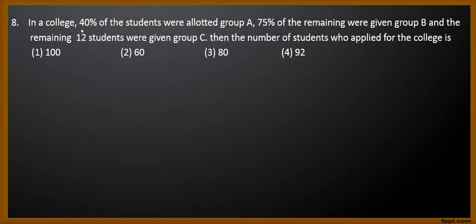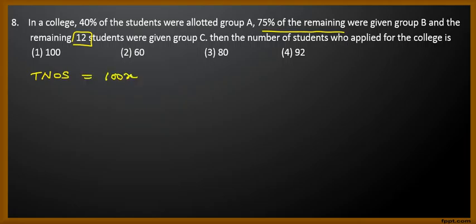In a college, 40% of the students were allotted group A, 75% of the remaining were given group B, and the remaining 12 students were given group C. Then the number of students who applied for the college is. Now how to tackle these kind of questions? As we don't know the number of students, assume the total number of students be 100x.